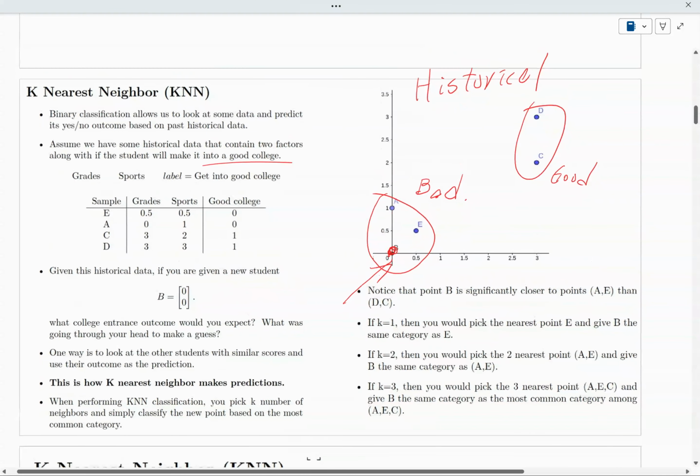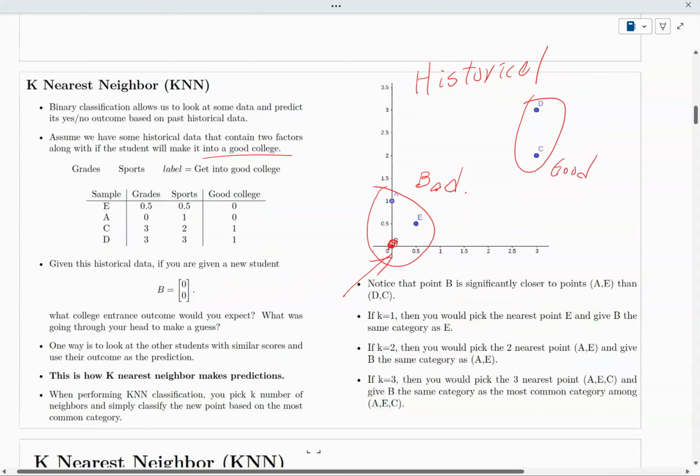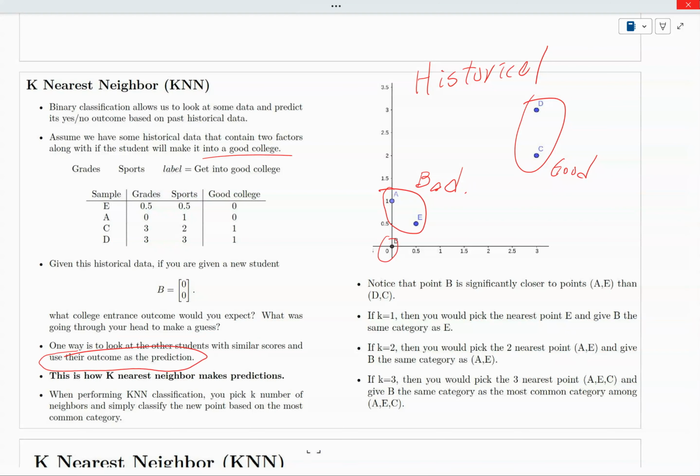If you think about it, what actually goes through our head when we make this kind of intuitive guess is that we tend to look at other students with similar scores. You look at these students who have similar scores and then use their outcome as a prediction. So this is a very simple pattern recognition. You look at what has happened in the past. When you see a new student, you look at the very similar students, similar to B. What happened to them is probably what will happen to B, right? This is how K nearest neighbor basically works.